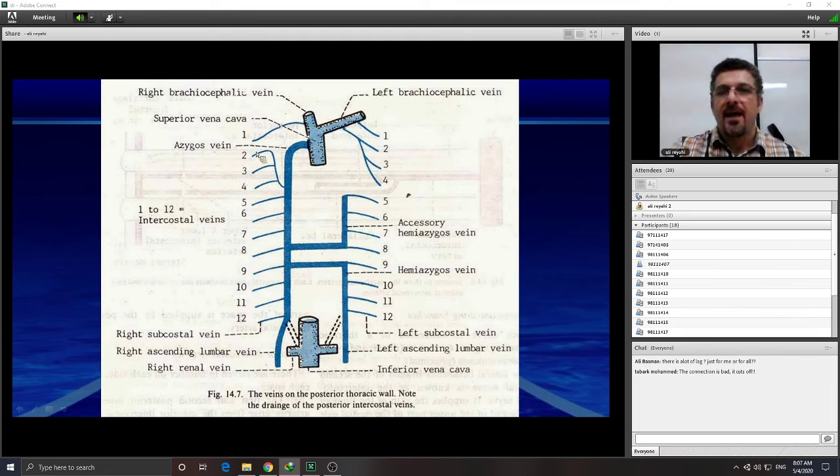All right. And the first posterior intercostal vein on each side is drained by the relevant brachiocephalic vein. I mean the right first posterior intercostal vein is drained into the right brachiocephalic vein, and the left one by the left brachiocephalic vein.